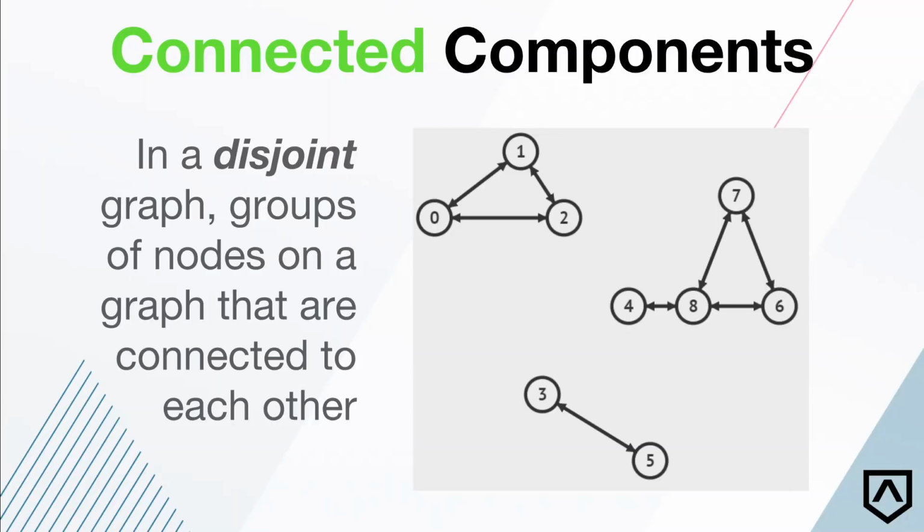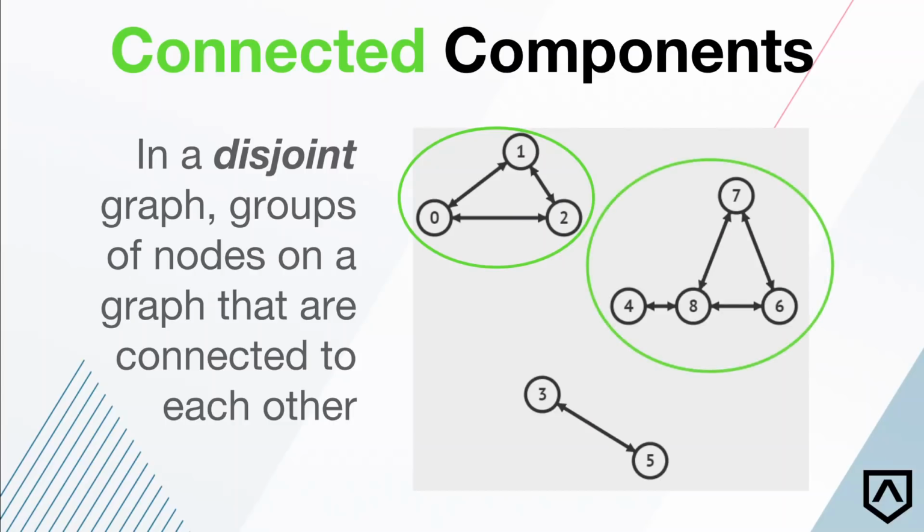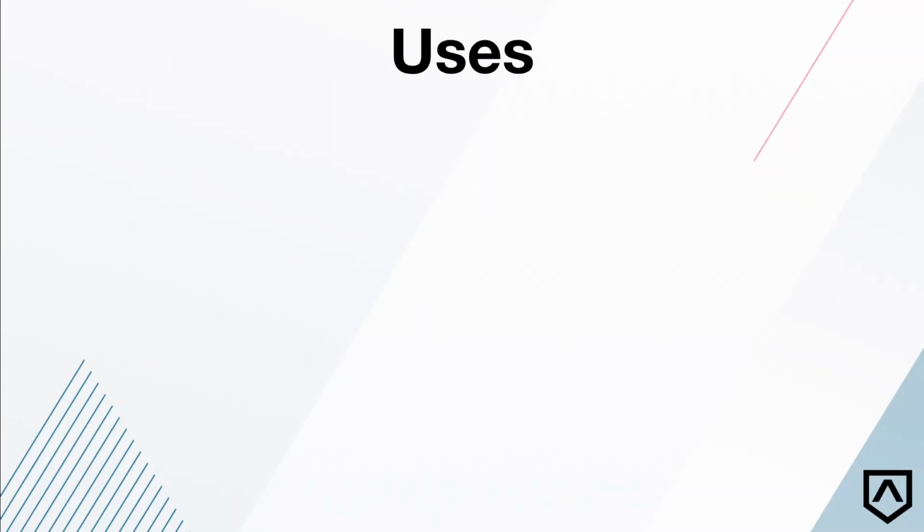So in this example, we would say that this component here with nodes 0, 1, 2 is one connected component. This cluster over to the right with nodes 4, 6, 7, and 8 is a second connected component. And down here at the bottom, 3 and 5 is our third connected component.